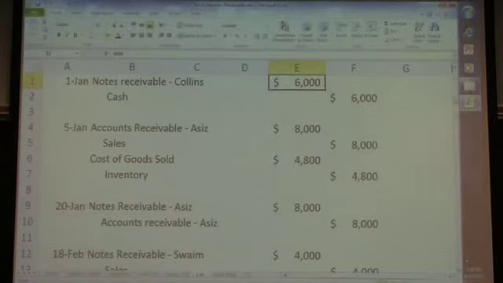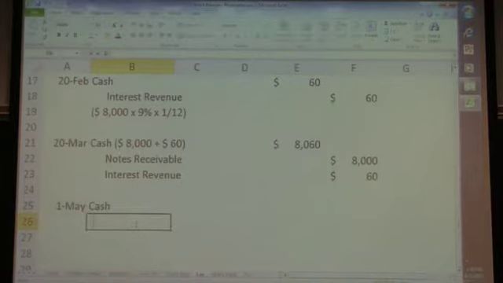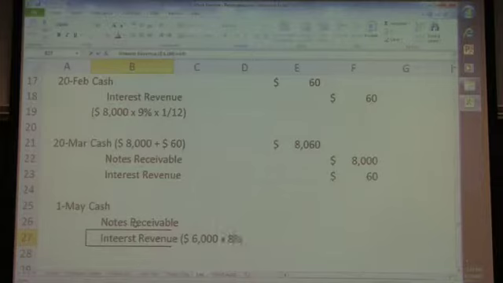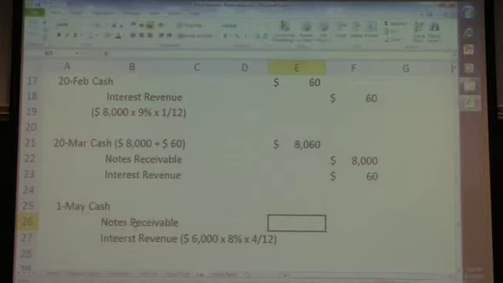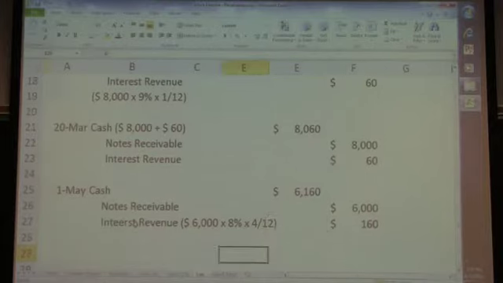The notes are $6,000, and the interest rate for that particular note is 8%. So we would be debiting notes receivable, and we would be debiting the interest. And the interest revenue would be based on $6,000 multiplied by 8% and multiplied by 4 months. So the notes is $6,000 and the interest would be $160. So my total cash is $6,160 that I'll be receiving on this transaction here.